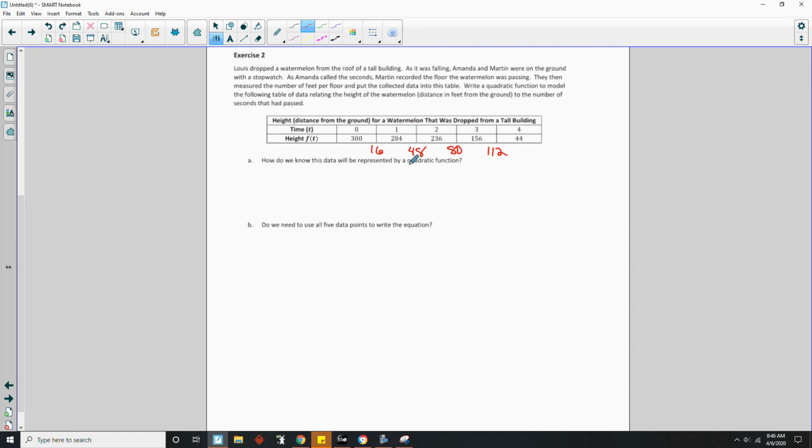The difference between 16 and 48 is 32. 48 plus 32 is 80. And 80 plus 32 is 112. So we do get a second difference of 32. So how do we know this data will be represented by a quadratic function? It has the same second difference.